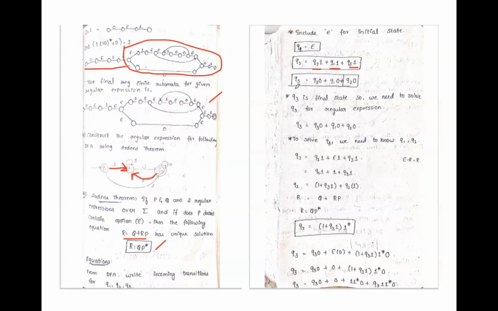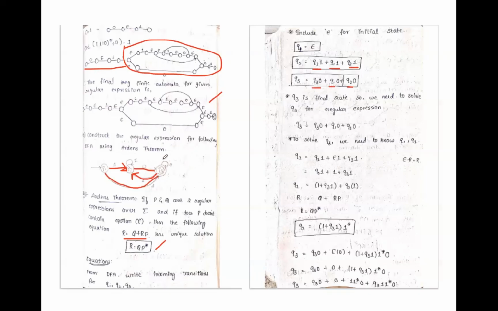Then moving to Q3, let us frame the Q3 equation. On input symbol 0, Q3 moves to the same state Q3, so it can be written as Q3 dot 0. It is receiving input symbol from Q2, so Q2 dot 0, and it is receiving input from Q1 also, so that is written as Q1 dot 0.